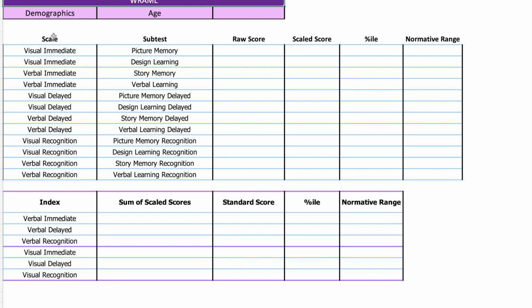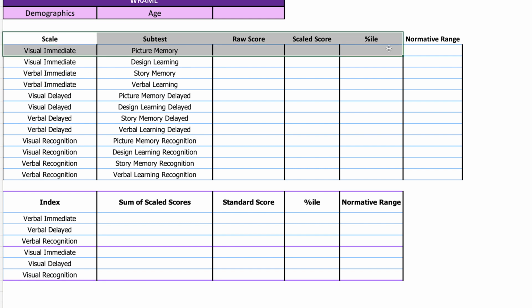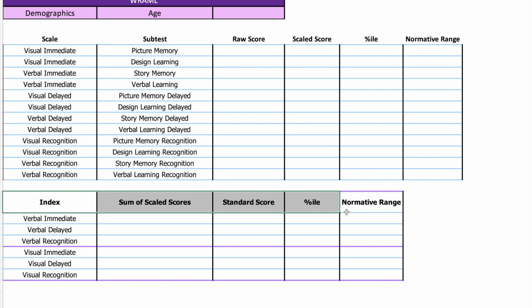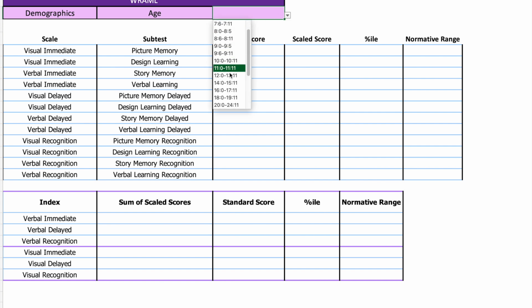Hey everyone, I just wanted to introduce the WRAML scoring software, and here you'll notice two tables. The one at the top is going to be used to score individual subtests, and the one at the bottom is going to generate your index level scores as that first table starts to get populated. The only thing you have to really do here is make sure you input the age range.